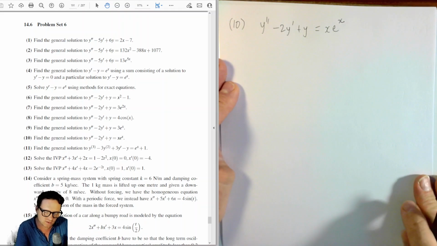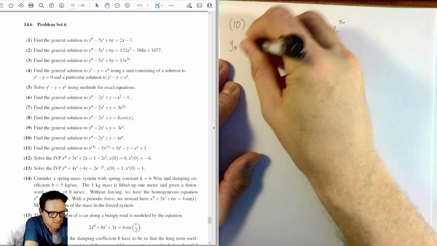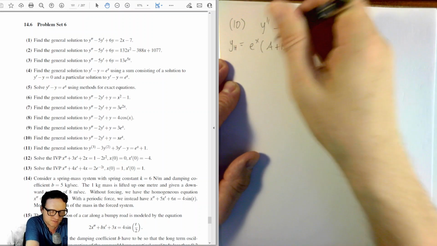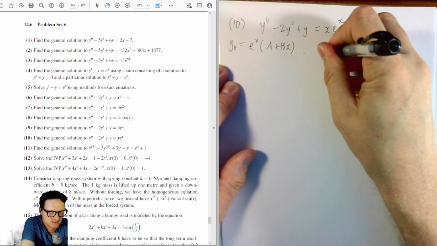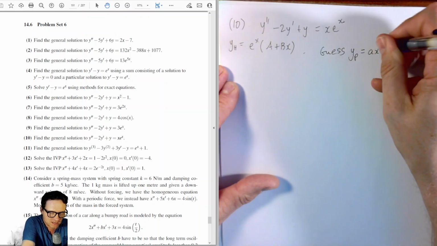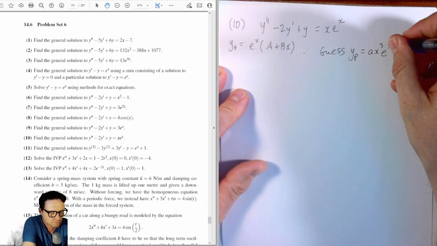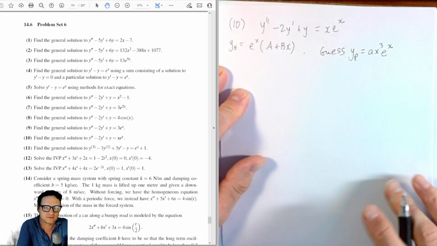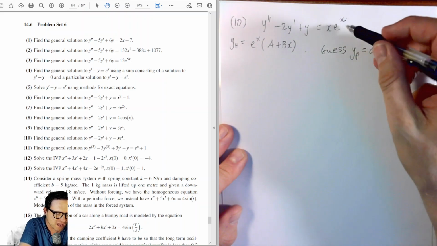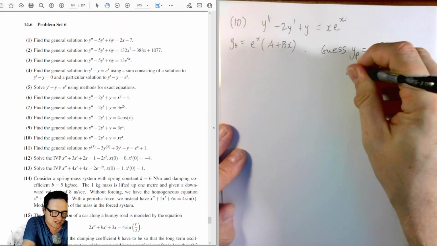Okay, so similar story with this one. Now we have our y homogeneous equal to e to the x times a plus bx as before, and we want to guess y particular is ax to the power of 3 times e to the x, because we have an x e to the x here, and the e to the x in here matches an e to the x there, so we want to get an independent solution.